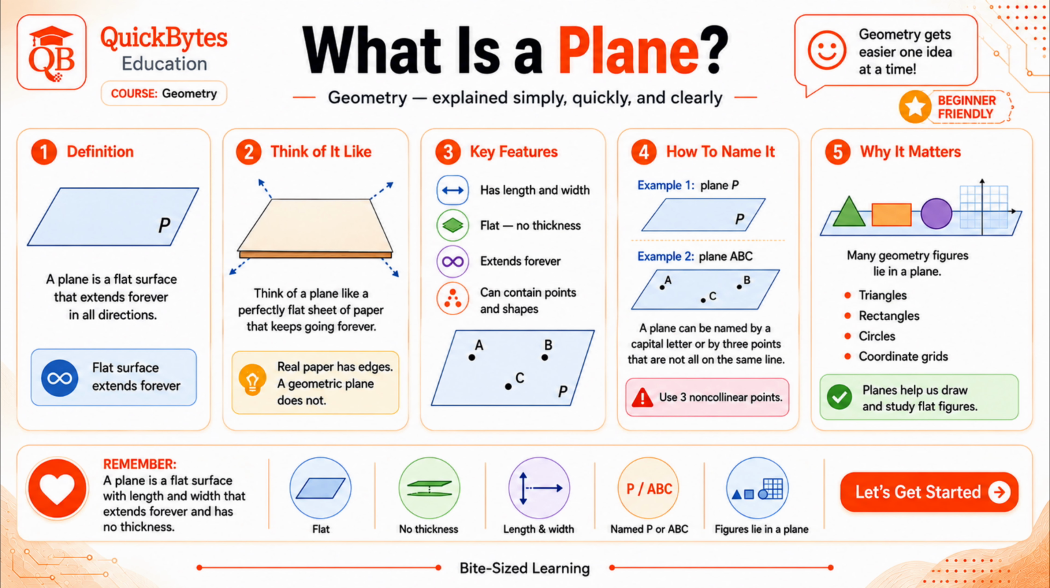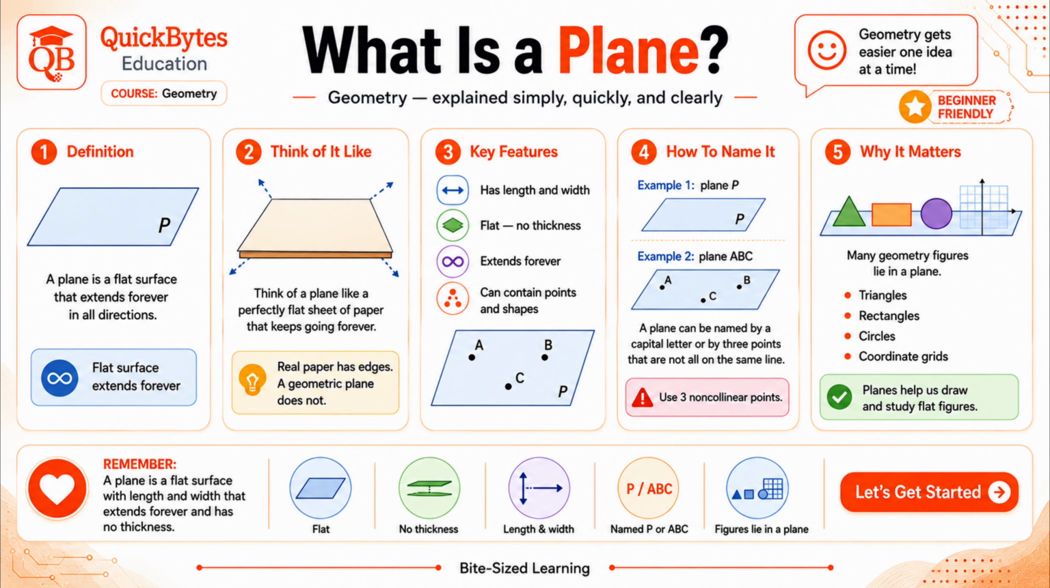A plane is a flat surface that extends forever in all directions. You can think of a plane like a perfectly flat sheet of paper that keeps going forever. Of course, real paper has edges, but in geometry, a plane does not end. A plane has length and width, but it is flat. It does not have thickness.